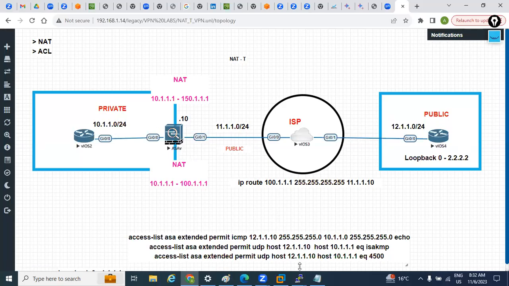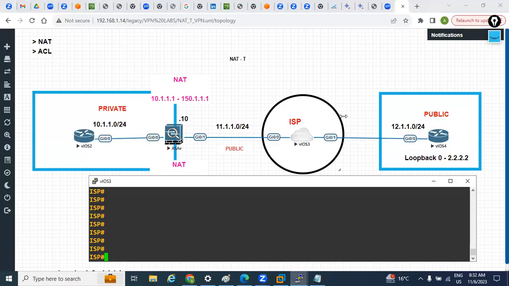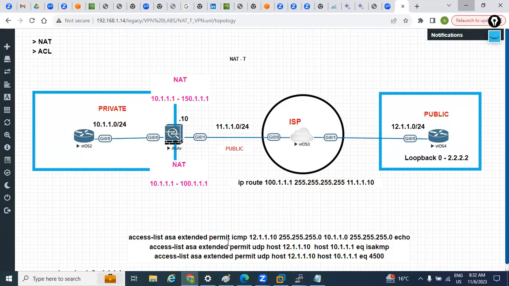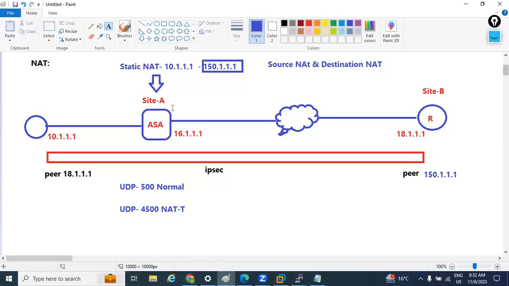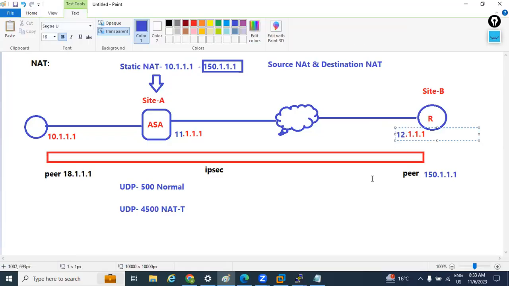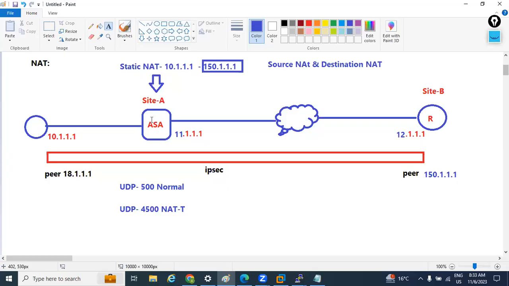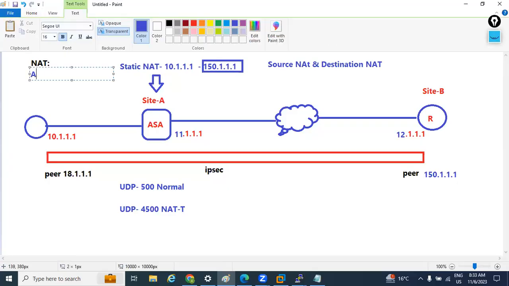First of all, guys, NATing would happen, and after the NAT, because let's consider your request is going out here. For example, let's consider this is not 150. This is 11.1. This is 11. And this is 12. So now the solution concept is this. What is the solution? First of all, let's talk about NATing and ACL. On an ASA, first there would be NAT and then there would be ACL, guys.